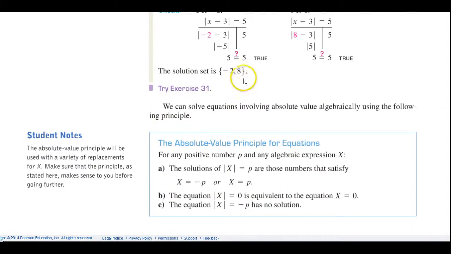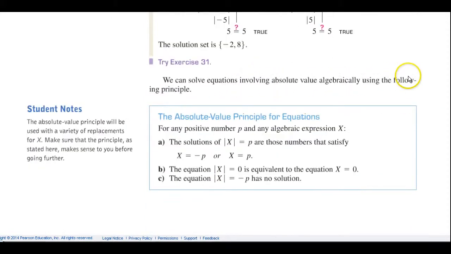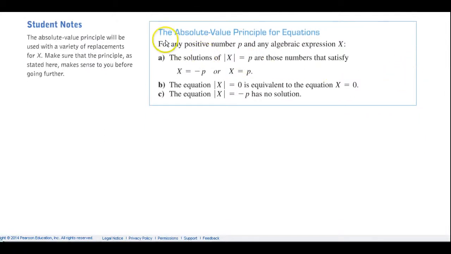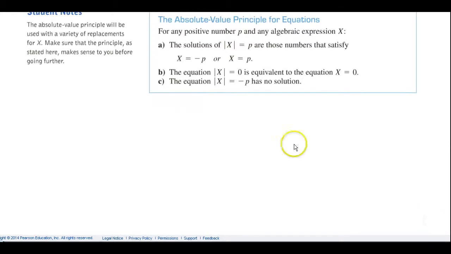So our solution set of that we said was this. So there's the basic rule, the absolute value principle of equations. You take away the absolute sign, you have it equal whatever's there. Take away the absolute sign and you have it equal the opposite. That's how it's done when you have an equation that is an equal sign there. Let's go on.